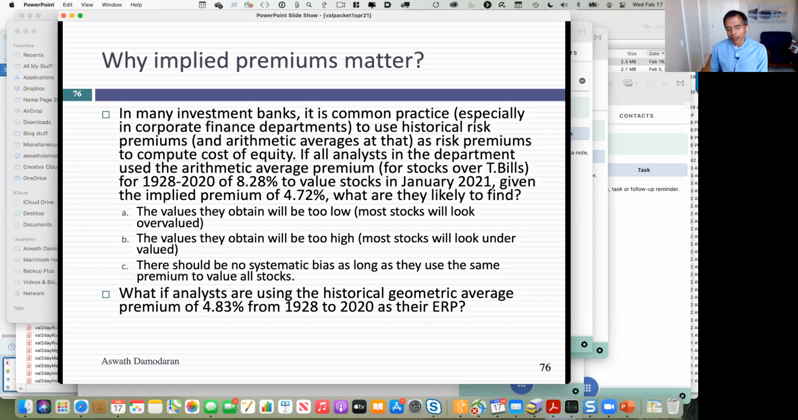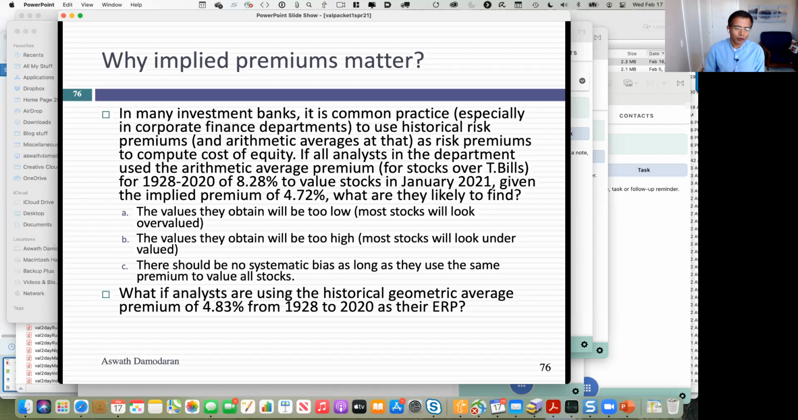One final question, and I'll leave you with this question. A lot of equity research departments pick an equity risk premium. I don't even know where it comes from. They use 6%, 5%. It's like locked in. Let's assume you go into an equity research department. Everybody there is using 8.28% as a risk premium. Every equity research analyst said, that's your equity risk premium. The implied premium is 4.72%.